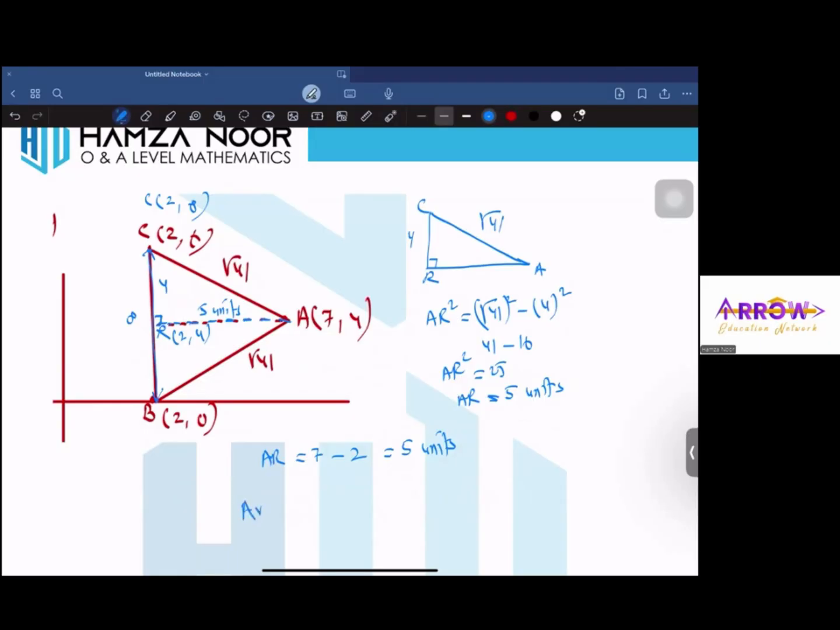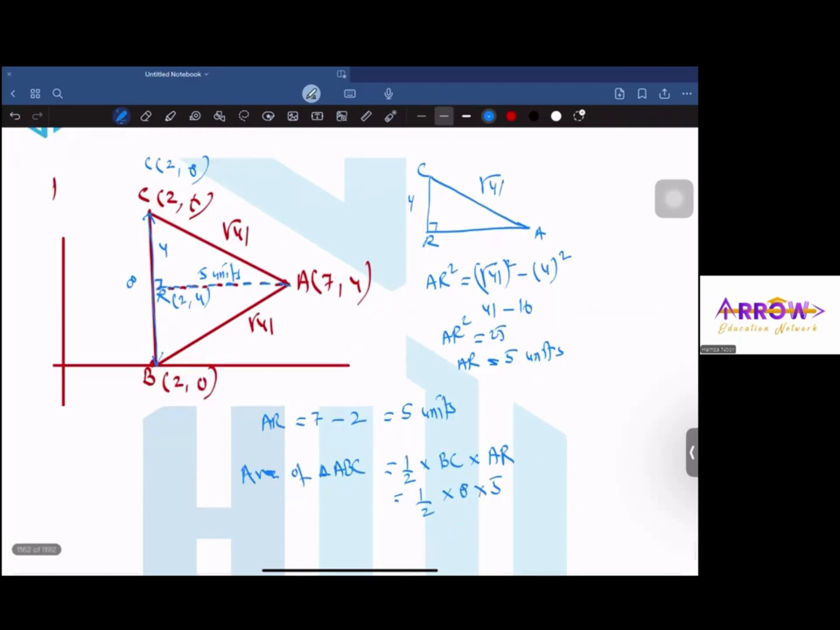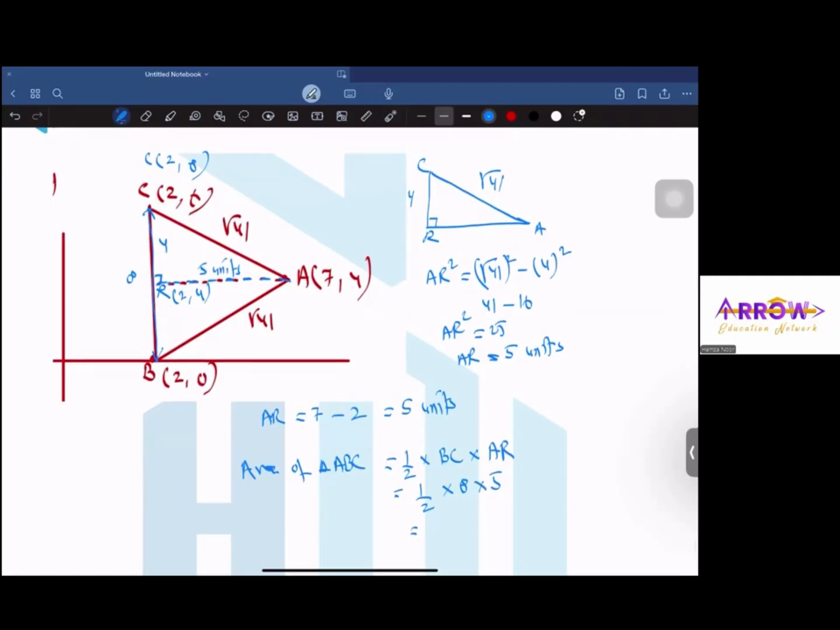So therefore, the area of triangle ABC is half into base into height. The base is the length of BC and the height is AR. So half multiplied by the length of BC, which is 8 units, so half multiplied by 8 multiplied by 5. 8 times 5 is 40. 40 divided by 2, meaning 20 units squared is your answer.